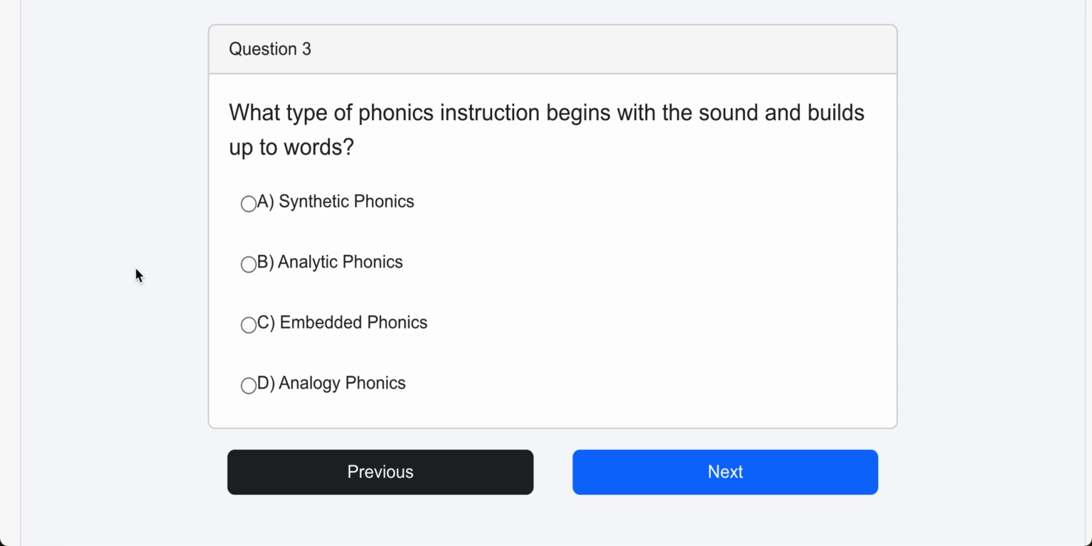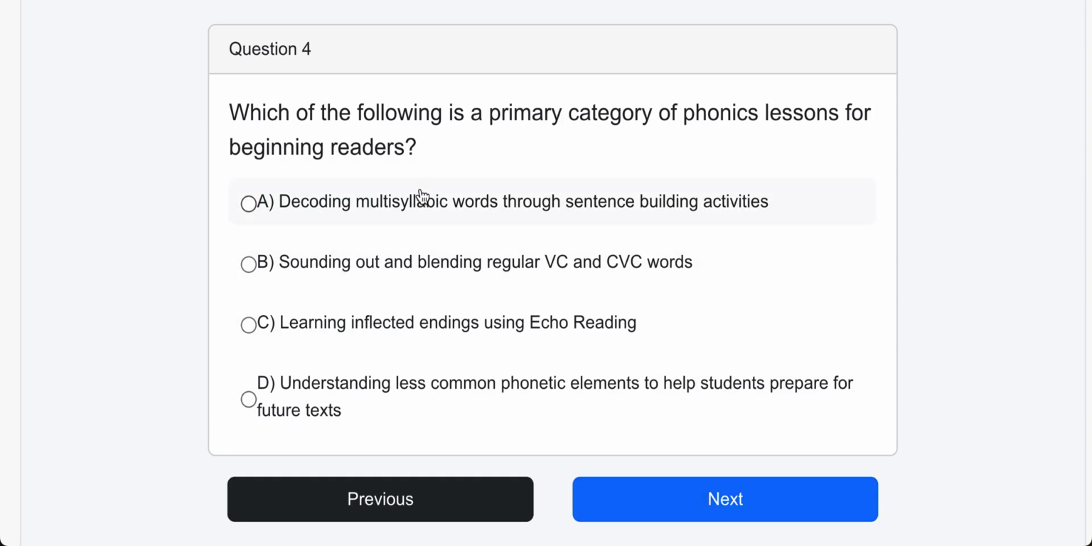Here we have the correct answer option is synthetic phonics. And remember that this type of phonics is also known as part to whole. Okay, so you have to understand the key terminology, the jargon of reading instruction in order to pass your upcoming Rica test. So synthetic phonics is another way to say part to whole. And this part to whole instruction starts with individual sounds and blends them eventually into full words. Great job so far. Moving on to question number 4.